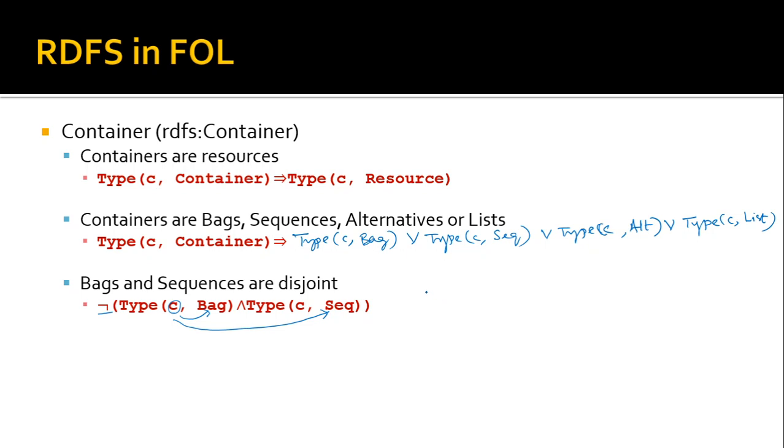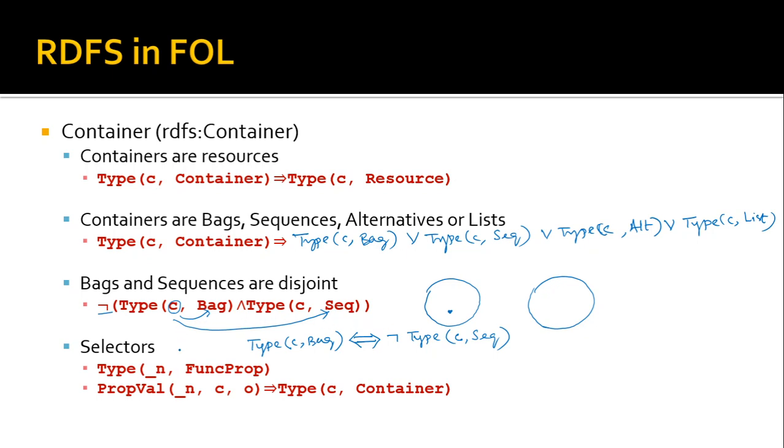So basically a bag is a set, and the sequences you can have are also sets, and they are disjoint. So if something belongs to this, it cannot belong to this, right? So you can also write this in this form. For example, if something is of type bag, then it implies that it is not of type sequence, right? And of course the other direction of implication will also be true, right?